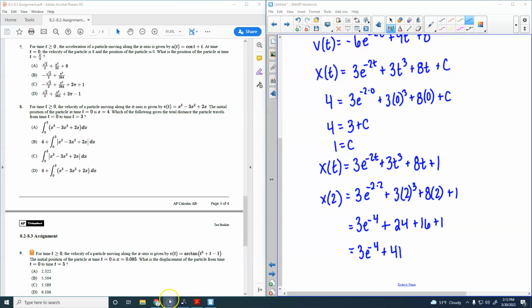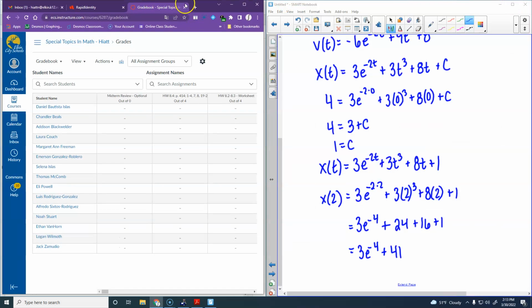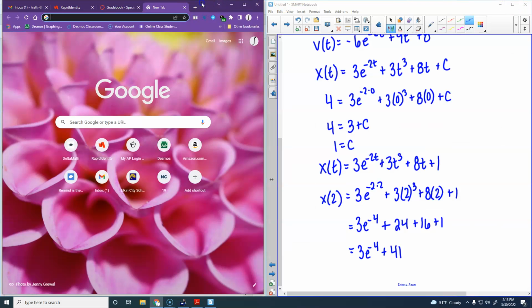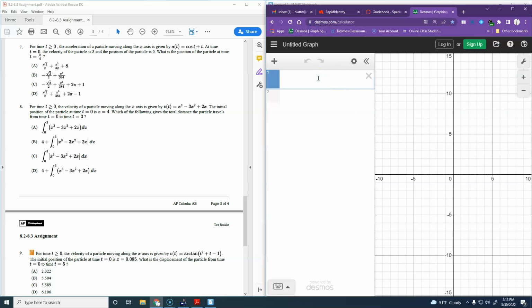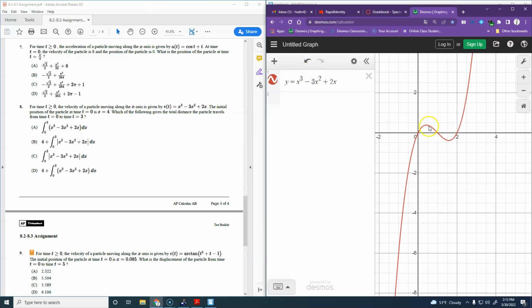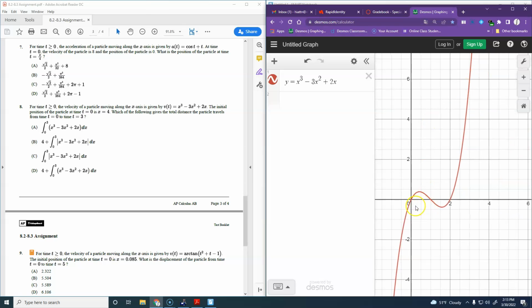If I graph this on Desmos, y equals x to the third minus 3x squared plus 2x, it's not calculator active, but I think it helps for the general understanding. We're looking from 0 to 4 here, and it goes way up pretty high. My velocity was positive, and then it was negative, and then it was positive again. What does velocity tell us about how the particle's moving?